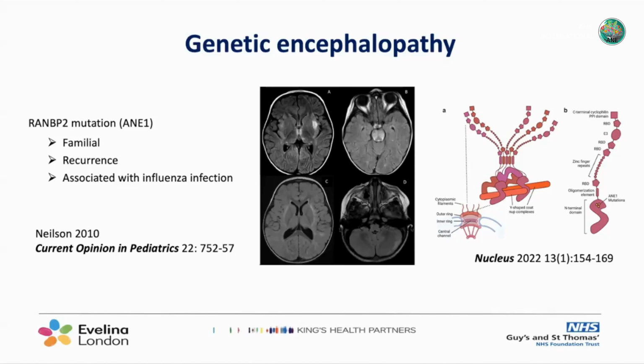So very much the spectrum of condition, and I'm pretty confident that maybe in 5 years' time or 7 years' time, I picked 7 because 7 is sort of a nice number, that we would be thinking about moving to describing this perhaps as RANBP2 disease rather than ANE1, because the spectrum is going to be different.